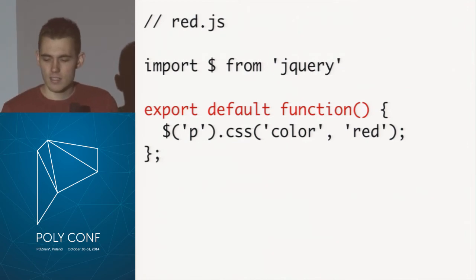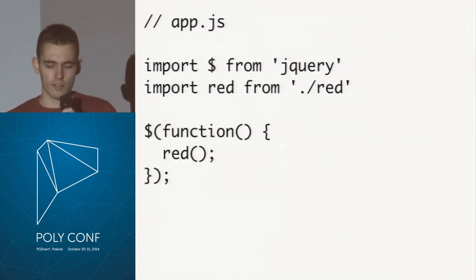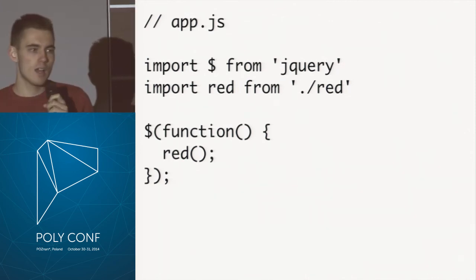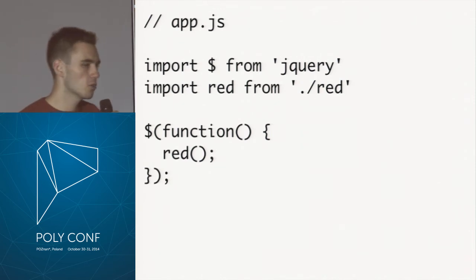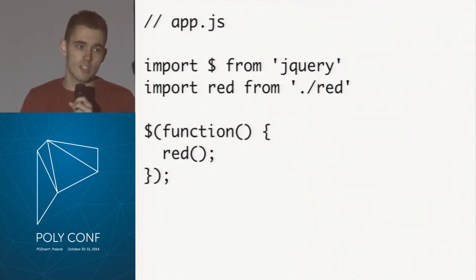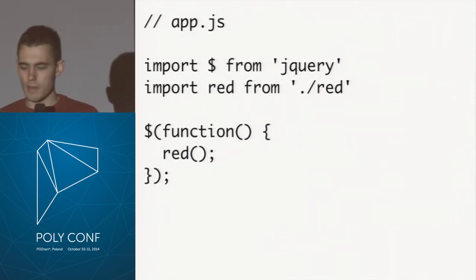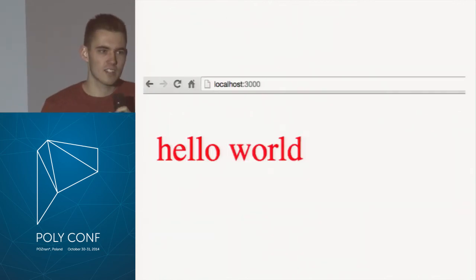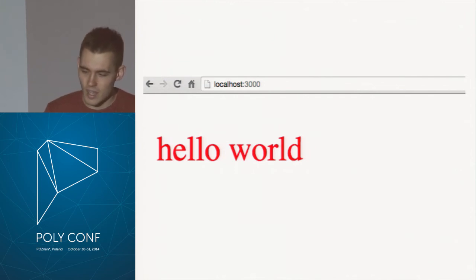My app.js then imports $ from jQuery. It imports the red function from the red module. Then when the DOM is ready, we call the red method. This is all using System.js and that System.import app. And if you load this up, we do get hello world in red text. That's just to kind of prove this stuff all works.